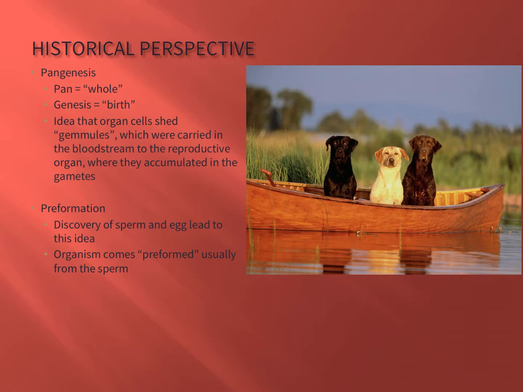And so, just looking at all this, thinking back to a historical perspective of how we used to look at genetics, is really known as pangenesis, which basically means whole birth. So pan being the prefix meaning whole, and genesis meaning birth. And there was this original thought that basically organ cells shed these little things called gemmules, or little pieces of material that were carried through the bloodstream to the reproductive organ, where over time they accumulated in the gametes. And so that was the original idea, this pangenesis.